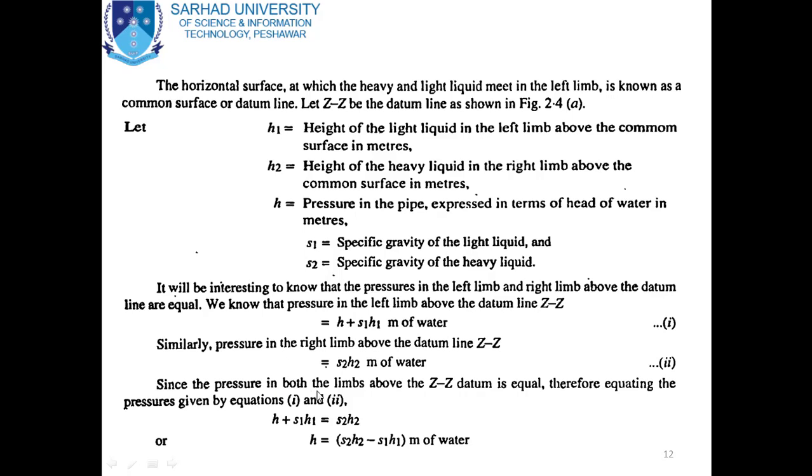Since the pressure in both limbs above the ZZ datum is equal, we equate the pressures given by equations 1 and 2. We get H plus S1 H1 is equal to S2 H2. So H is equal to S2 H2 minus S1 H1 meters of water. This equation gives you the pressure in terms of head of water in meters.